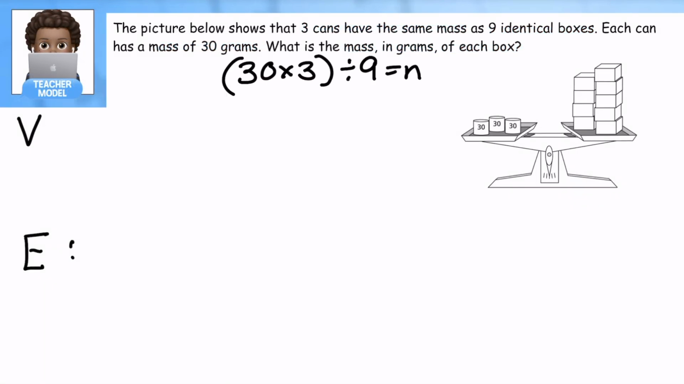Now let's verify our plan. We know what it is, so let's put it into action. And there are 2 parts to this, so we'll do the first part first. 30 times 3 is going to give us 90 grams. So everything on the right has 90 grams.